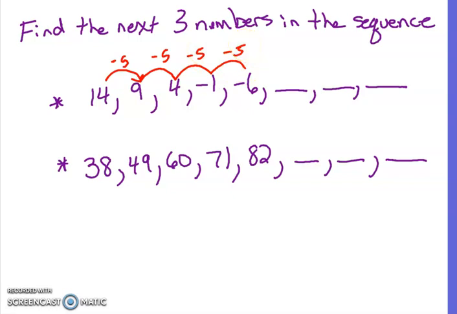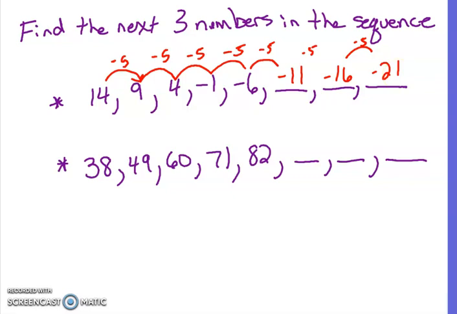So to find my next number, I'm going to subtract 5 more, and that's going to give me -11. And then subtract 5 more, that's going to give me -16. And then subtract 5 more, and that's going to give me -21. So my next 3 numbers would be -11, -16, and -21. Let's go to the next one.